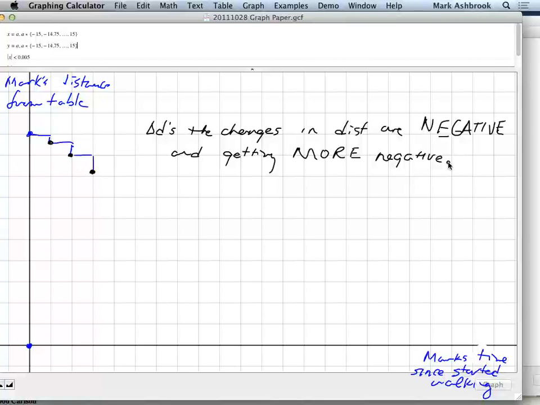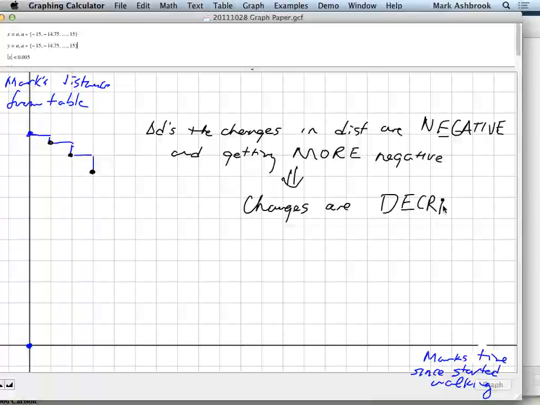This is very hard to grasp. The changes are decreasing. The amount of distance that I cover in each of these times is increasing. I'm covering more distance each time. But the quantity is the distance from the table. And so those changes are negative. Those changes are negative, and changes that get more and more negative are decreasing changes.